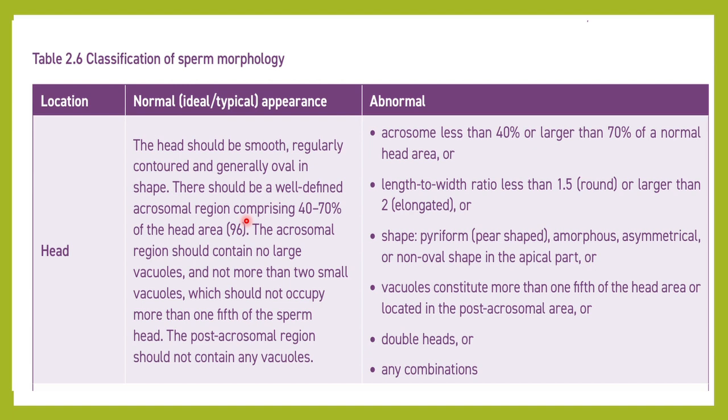So if vacuoles are there, they should be less than 20%, or less than 1/5 of the sperm's head. And in the post-acrosomal region, that is the nuclear region, there should not be any vacuoles. If there are, then there can be at most two small vacuoles in the acrosomal area.